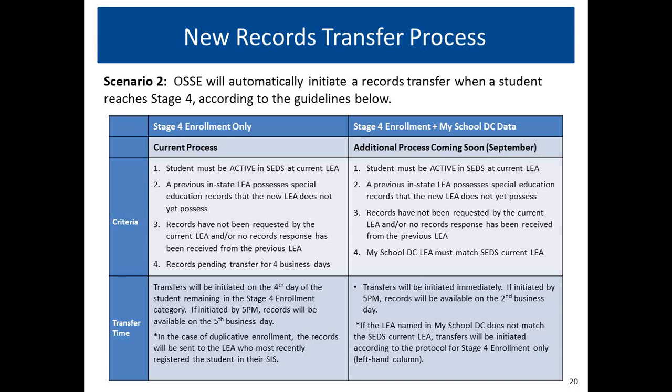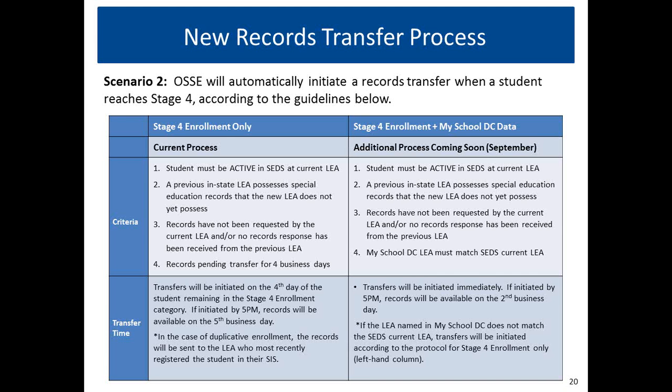So what's happening right now is when a student is enrolled at your LEA, if they're enrolled properly, they will show up in your SEDS with a white check mark. So that's the first thing that we look for, is to make sure they're active in your SEDS with a white check mark. And then we look to see, are there SEDS records at another LEA that have not yet moved over to the current LEA? Because if all the records have already moved over, then this process is a moot point. So if there's other records that need to move over, that's another requirement.